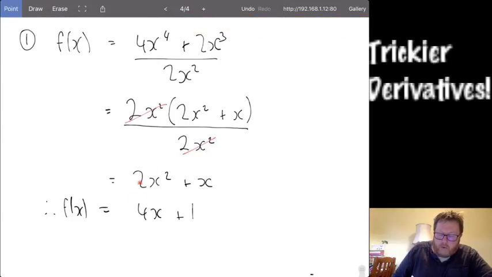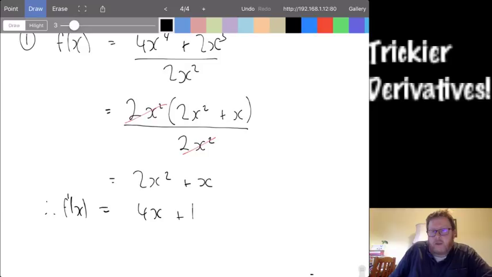2 times 2 is 4. Reduce the power by 1. 1 times 1 is 1. Reduce the power to x to the power of 0, which is just 1. So the derivative function, it's not very clear there, is it? f dash of x is equal to 4x plus 1. Okay? Easier to do than for me to explain, so I hope you can get that.